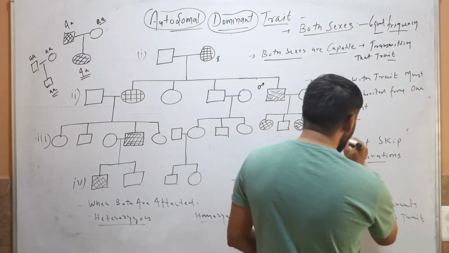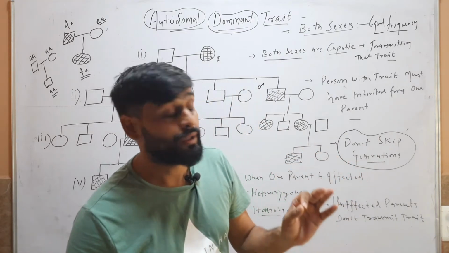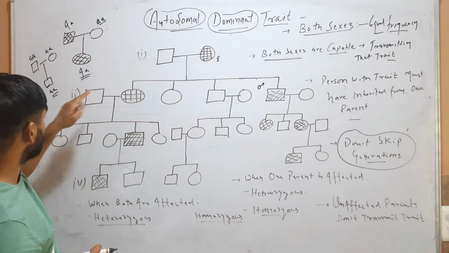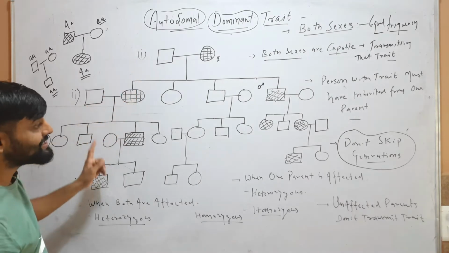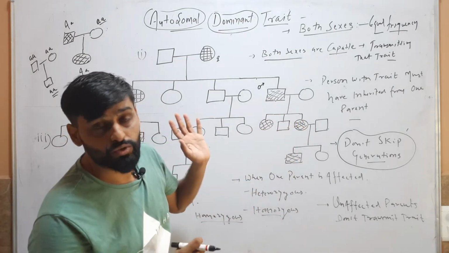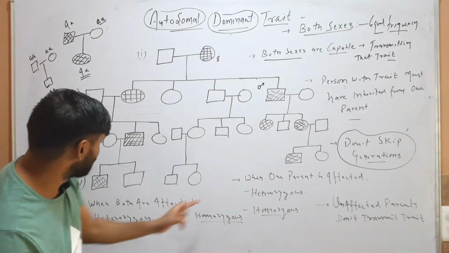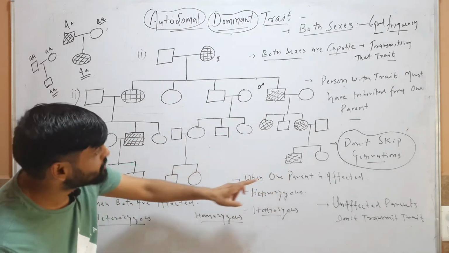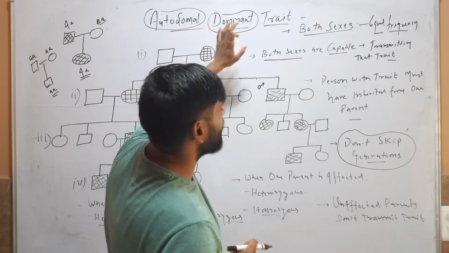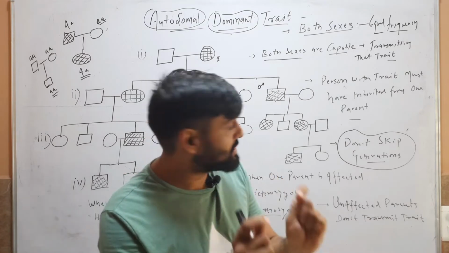Next is that it does not skip generations. This type of inheritance never skips a generation. Here in this pedigree, you can see that we have 4 generations: generation 1, 2, 3 and 4. And in all 4 generations, there are persons who are affected. So this one is affected, here this one and this one, in that case this one and this one, and in that case this and this are affected. So it doesn't skip generations. We know that in case of autosomal recessive trait, it skips generations, but autosomal dominant trait never skips generations.